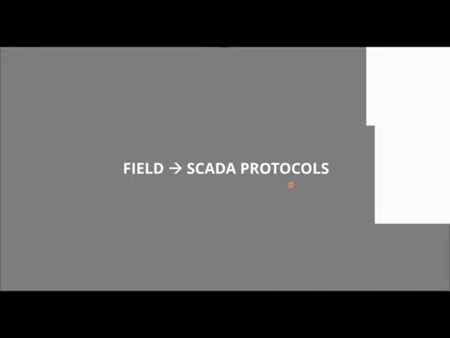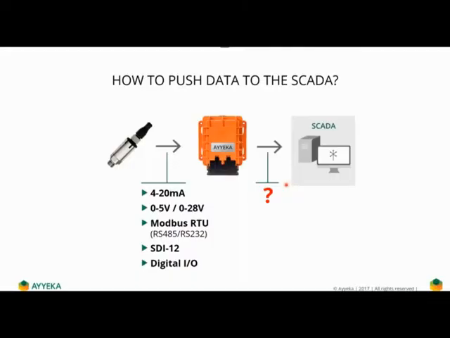So if you're looking at how you integrate sensors into devices, and by the way, this is our wavelet device here. Sensors usually have standard protocols in which they communicate with devices that collect the data. It could be current loops, voltage output, Modbus RTU, SDI12, and digital IOs. This is our device, so it collects the data from the sensors, samples it, timestamps the data, stores it locally, and then somehow we need to get the data into the SCADA.